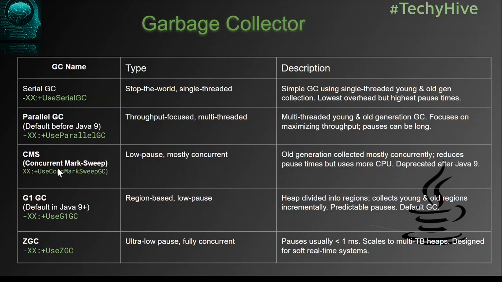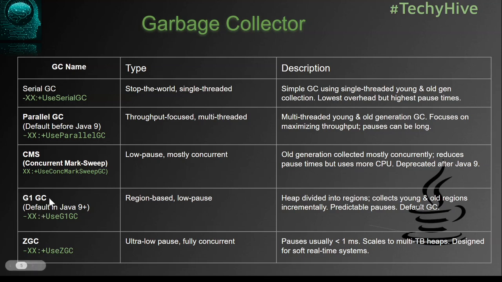Next one is CMS, Concurrent Mark Sweep. It has low pause time, mostly concurrent. It collects the old generation mostly concurrently, which reduces pause time but uses more CPU. So this has low pause time, but it uses more CPU time. It was deprecated after Java 9.